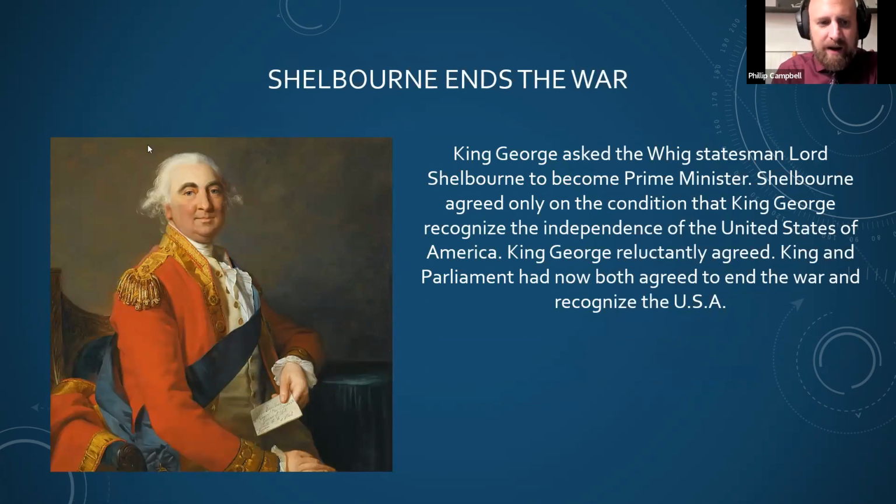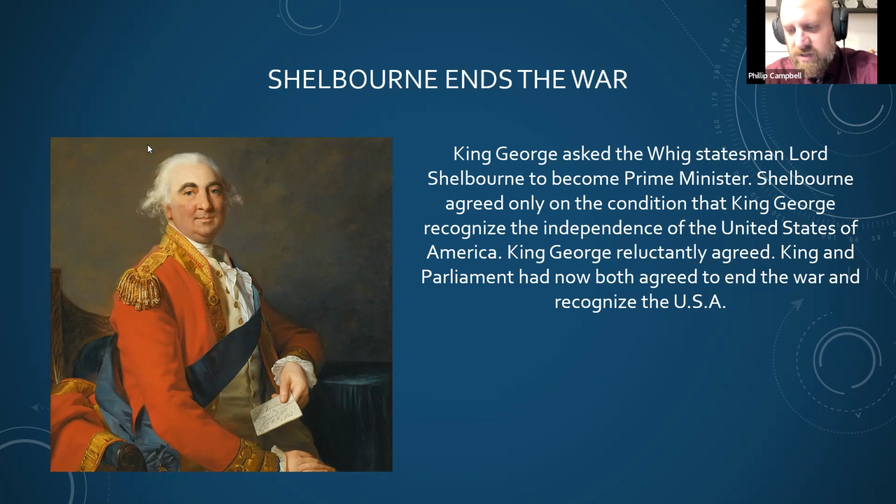So King George now has to deal with the Whigs, right? Because his party is out of power. He can pick a prime minister, but it needs to be someone from their side if he wants to get them approved. And so he asks Lord Shelburne to become prime minister. Now, Shelburne said, yes, I'll be prime minister, but only on the condition that you recognize the independence of the United States of America. And King George agreed.